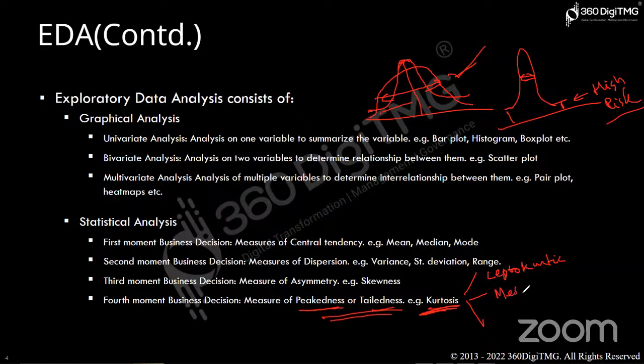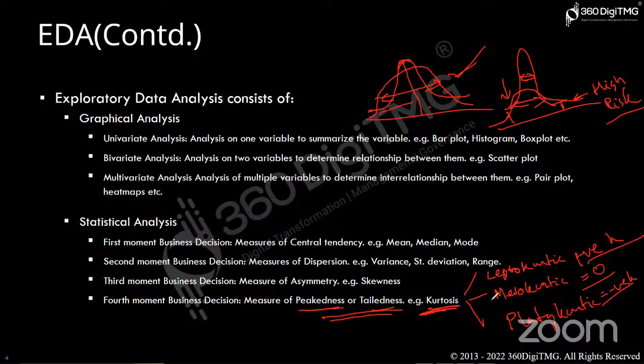Normal is known as mesokurtic. And suppose you are having a thin tail and also a low but wide curve, it is known as platykurtic. This is leptokurtic, also positive kurtosis. This is zero kurtosis. This is negative kurtosis. If the kurtosis value comes out to be zero, it is normal. If it is positive, it is leptokurtic. If it is negative, it is platykurtic.